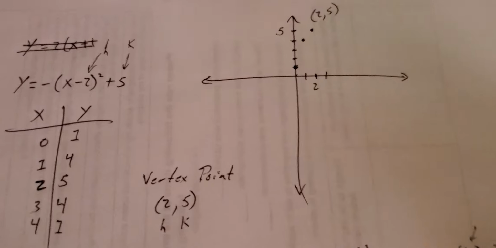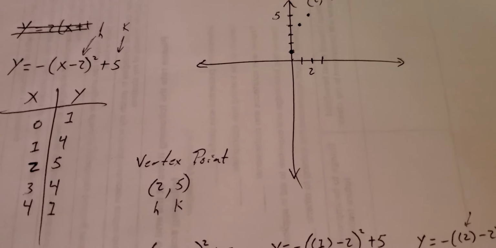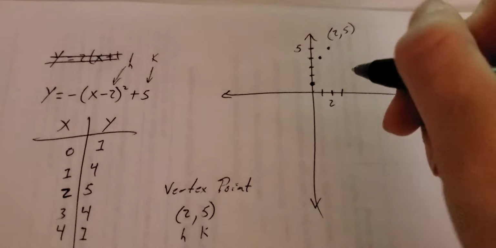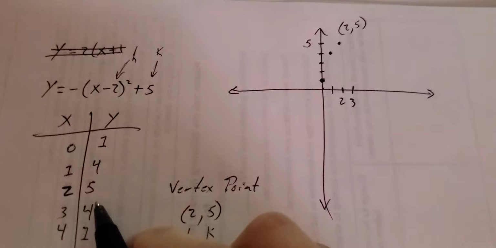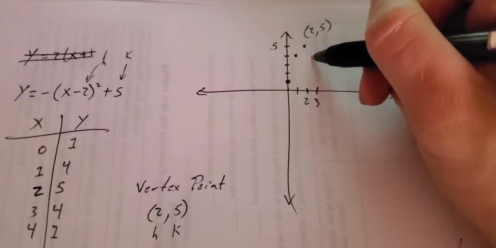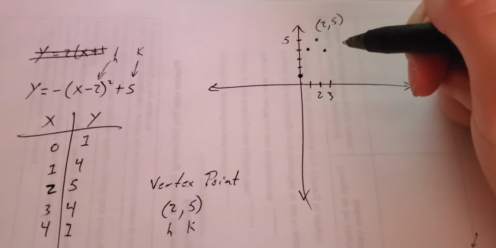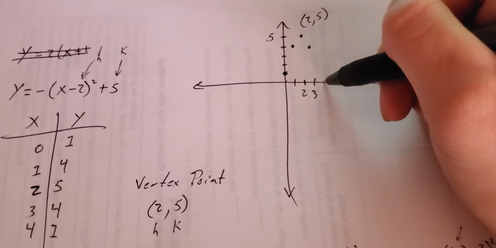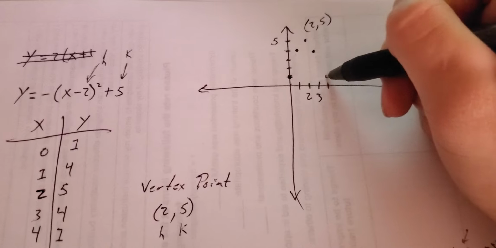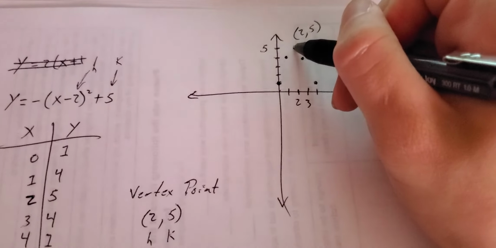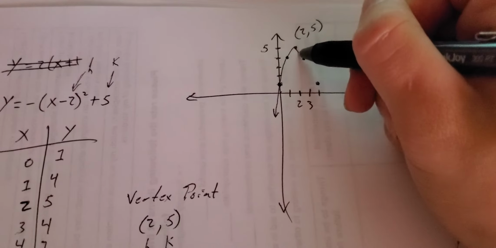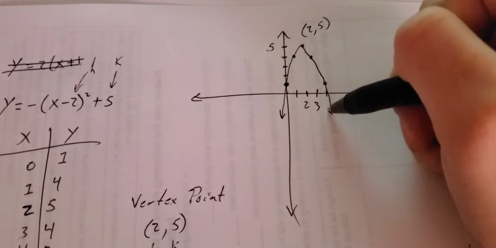Alright, now we can start plotting our points. I plotted 3 of them already. At x equals 3, what do we get? At x equals 3, my y value is going to be 4. So I'm going to go 4 units up at x equals 3. And that's somewhere there. And then finally, at x equals 4, I go up 1 unit. There you go. So my graph should look something like this. Going down. Sorry for my horrible graph.